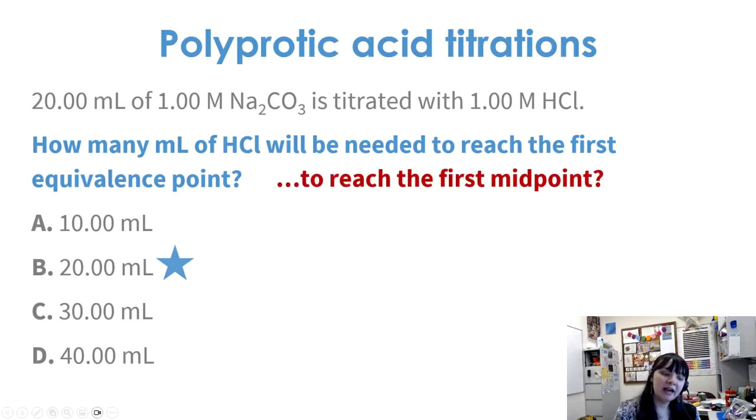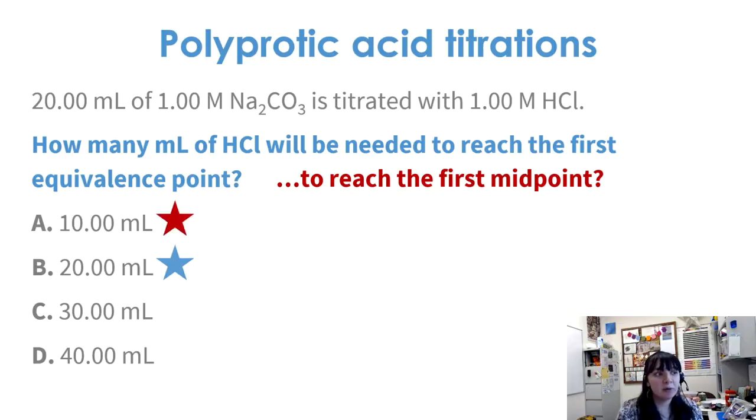But what if instead I asked you for the volume to reach, say, the first midpoint? How many milliliters would that be? Hopefully you're thinking, okay, the midpoint is 1/2 of the equivalence point. So 1/2 of 20 is 10 milliliters for that first midpoint.